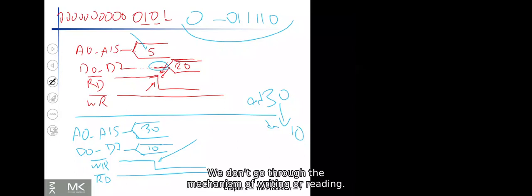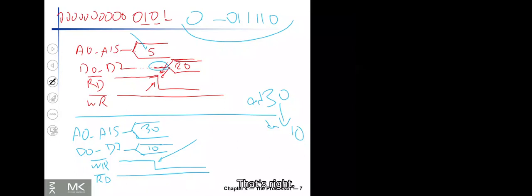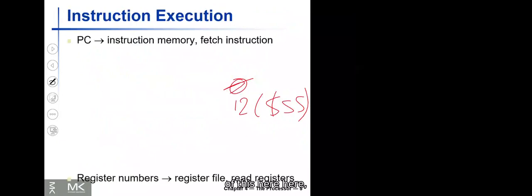We don't go through the mechanism of writing or reading. So that's it. For write, we put a write control to the memory, and for read, we put a read control. The whole thing that I've said was because of this.